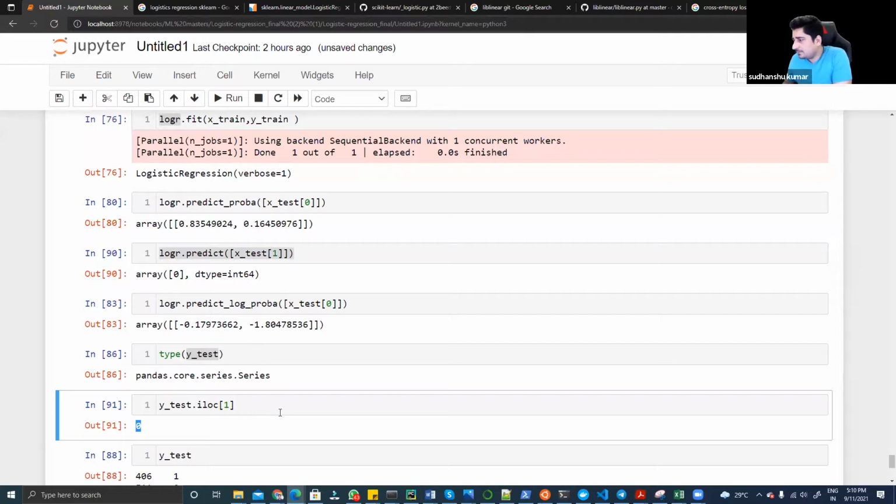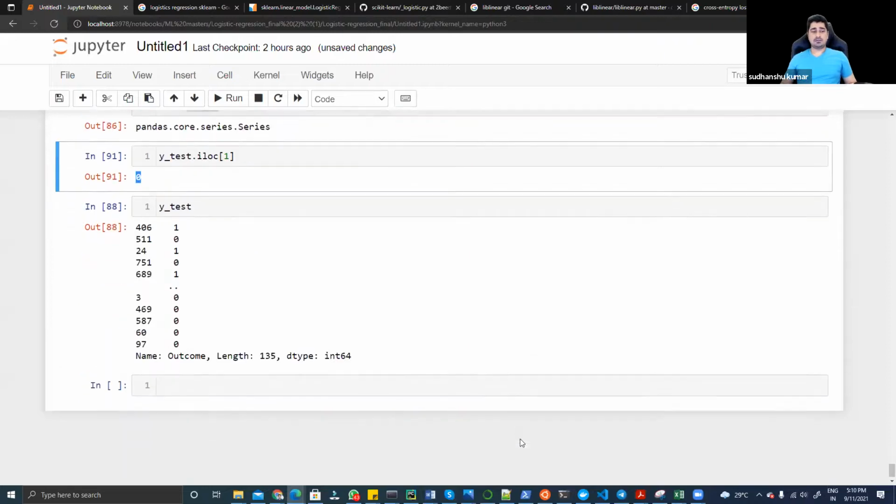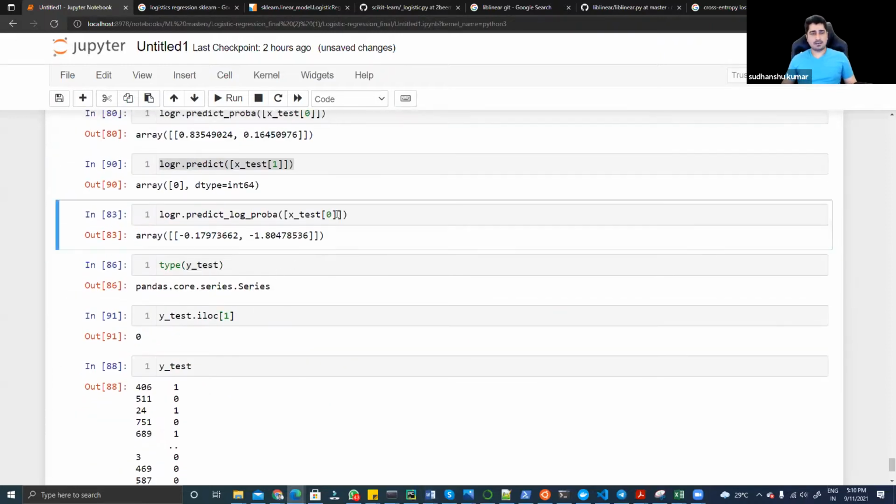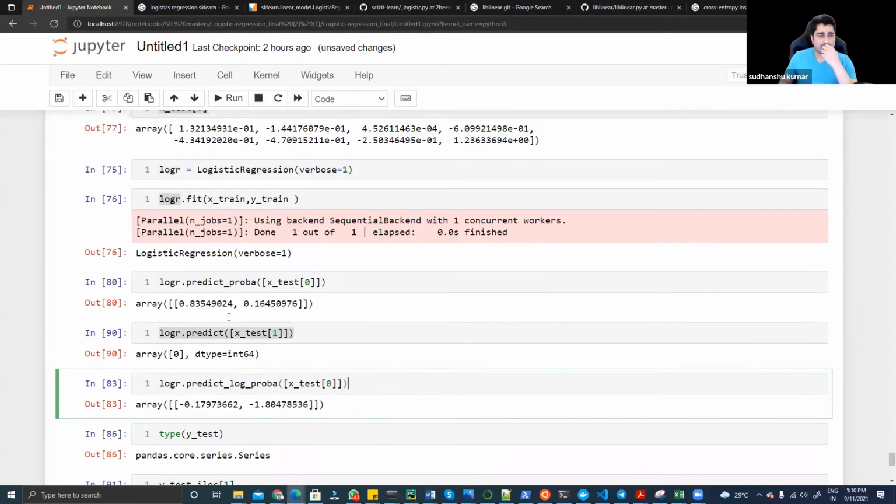Yes. So fine, for some of the data it is giving me a correct prediction, and for some of the data it is giving me a wrong prediction. Possible, yes. So these are the predictions that we all are able to do.